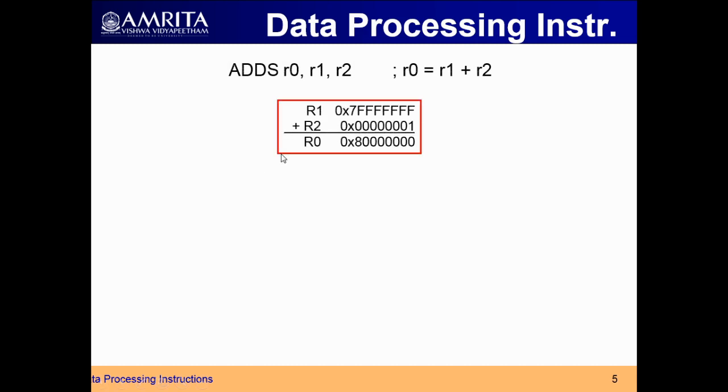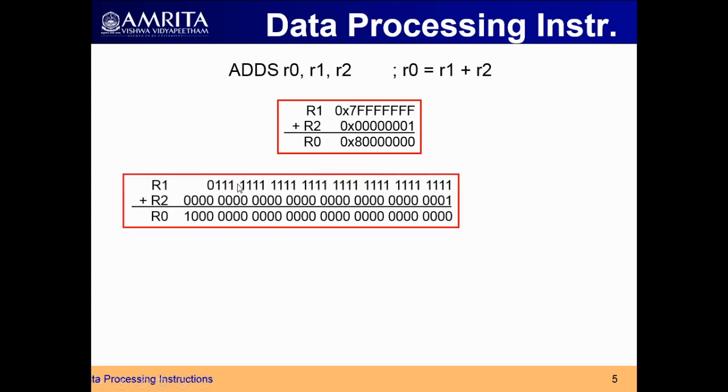So we'll take another example. Same instruction you are using with the S, so flags will be reflected. So here my R1 is 0x7FFFFFFF, to that I am adding 1. So when I am adding 1 to 7FFFFFFF, what will I get? Right, I will be getting 0x80000000. So here in R1 you can see that the first or the most significant bit is 0.